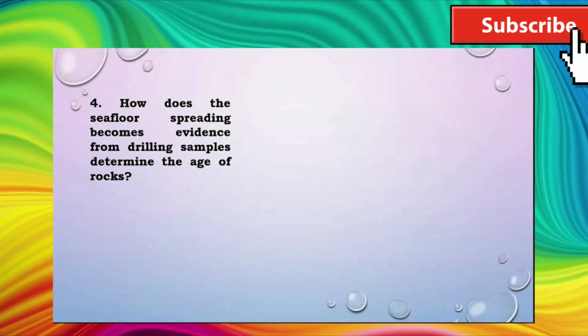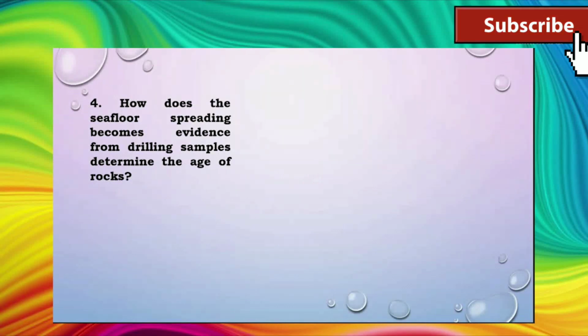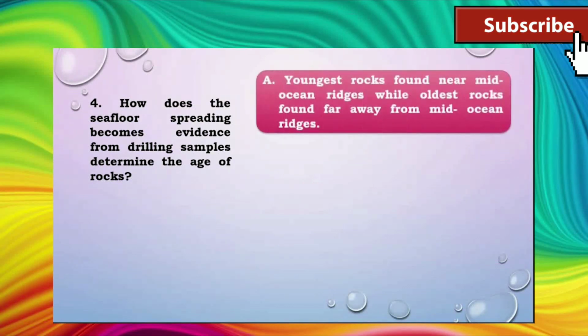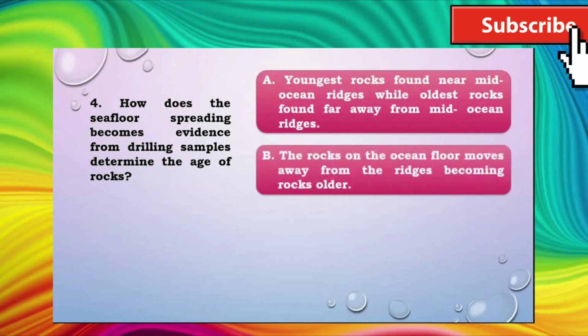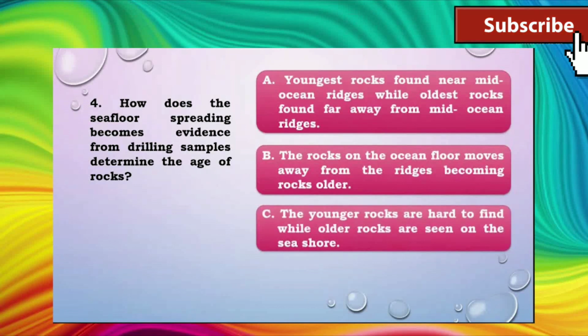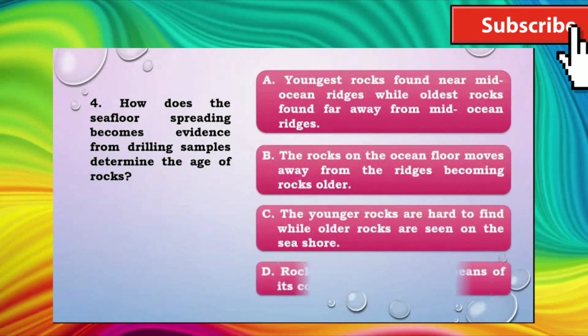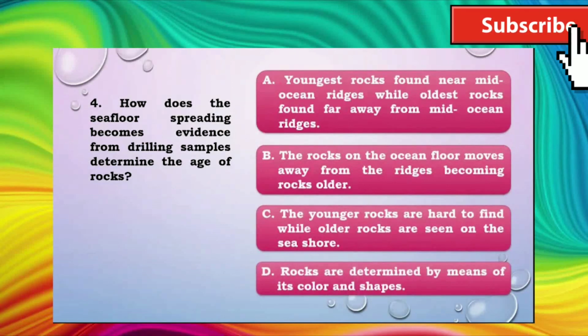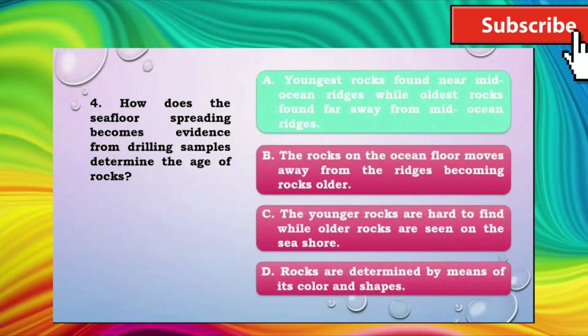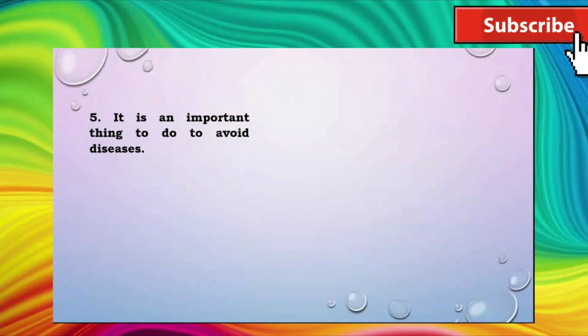Question number 4. How does seafloor spreading become evidence from drilling samples? Determine the age of rocks. A. Youngest rocks found near mid-ocean ridges, while oldest rocks found far away from mid-ocean ridges. B. The rocks on the ocean floor move away from the ridges, becoming older. C. The younger rocks are hard to find, while older rocks are seen on the seashore. D. Rocks are determined by means of their color and shapes. The answer is A.